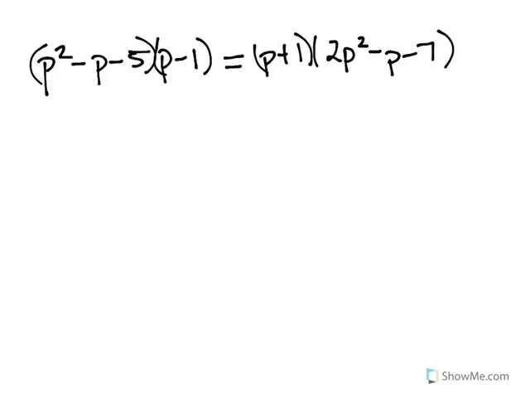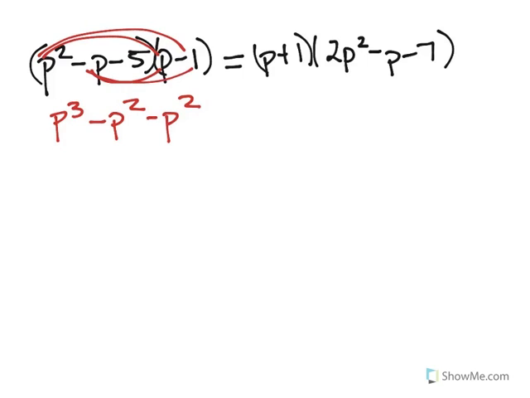Alright, so the next thing we need to do is double distribute. So we get p squared times p, which is p cubed. P squared times negative 1, we get negative p squared. Negative p times p is negative p squared. Negative p times negative 1, positive p. We get negative 5 times p, so minus 5p. We get negative 5 times negative 1, which is a positive 5.